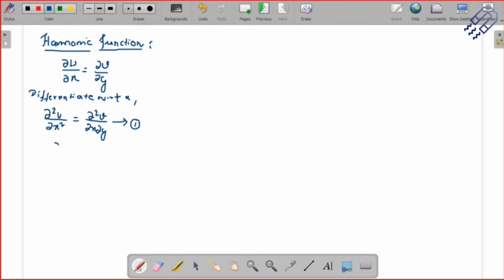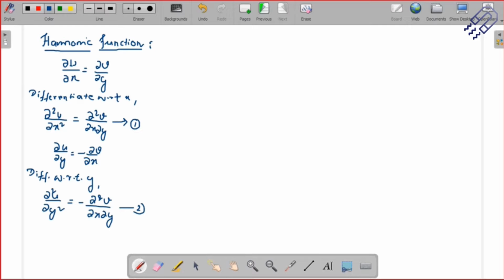And the second condition for a function being analytic is del u del y is equal to minus of del v del x. Here also we can do the same thing, but this time we are going to differentiate with respect to y. If we do that, we get del square u del y square is equal to minus del square v divided by del x del y. Same thing, right? And we will mark it as 2.